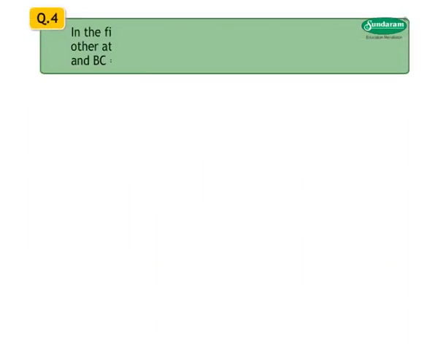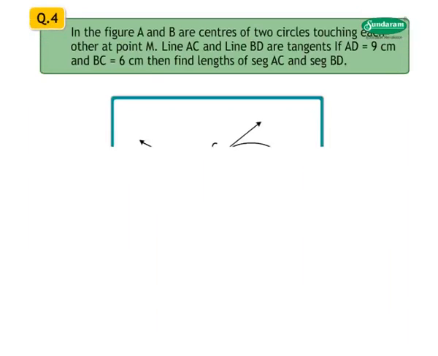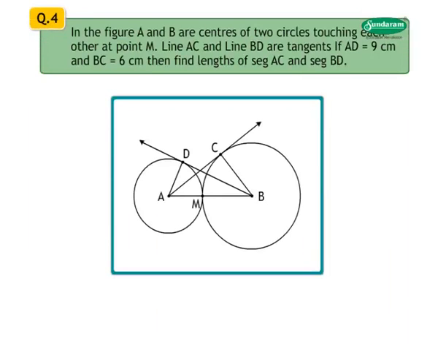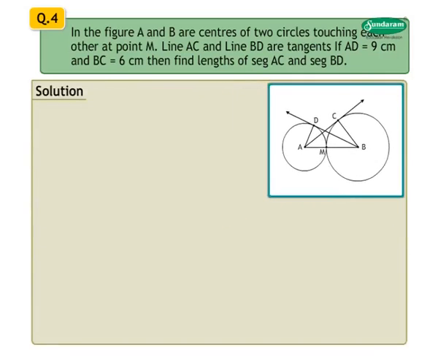Number 4. In the figure, A and B are centers of two circles touching each other at point M. Line AC and line BD are tangents. If AD = 9 cm and BC = 6 cm, then find the lengths of segment AC and segment BD. Solution. AM and AD are radii of the same circle.